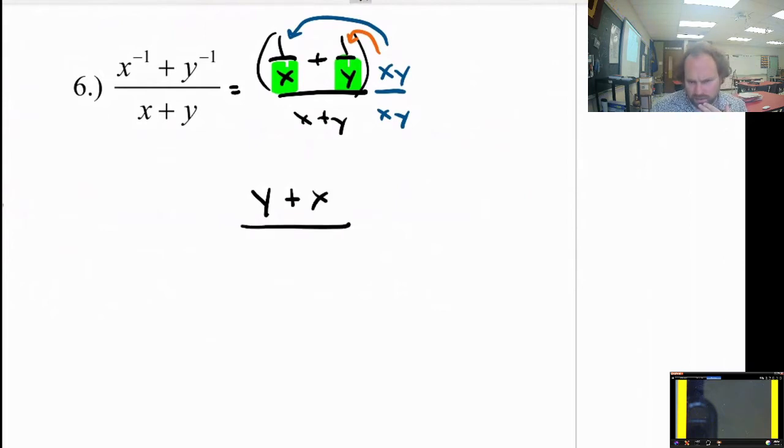On the bottom, we're going to have, well, again, we have to distribute. Xy times x is x squared y, and xy times y is xy squared. I don't think there's anything we can factor out of this. I certainly don't think we can factor out an x plus y, or can we?